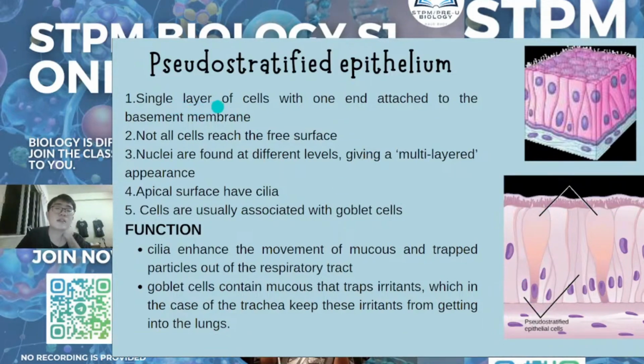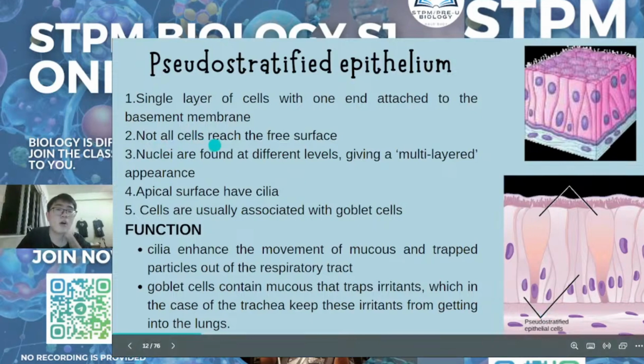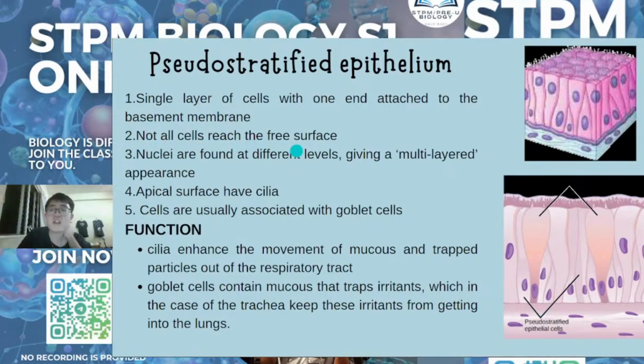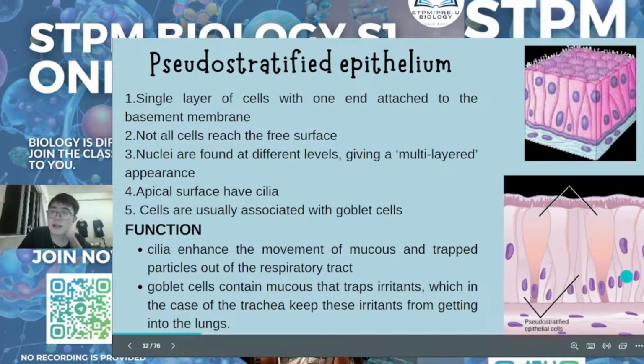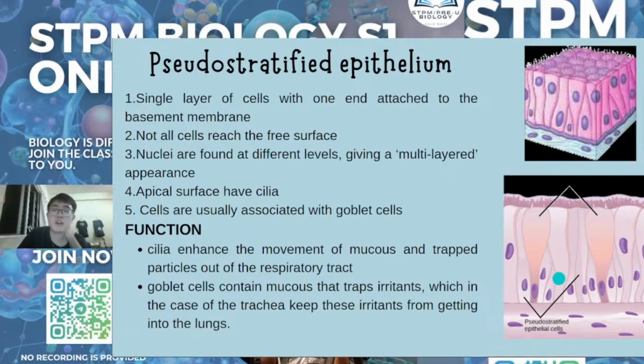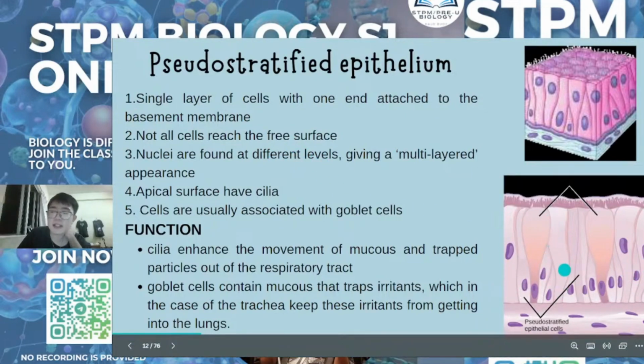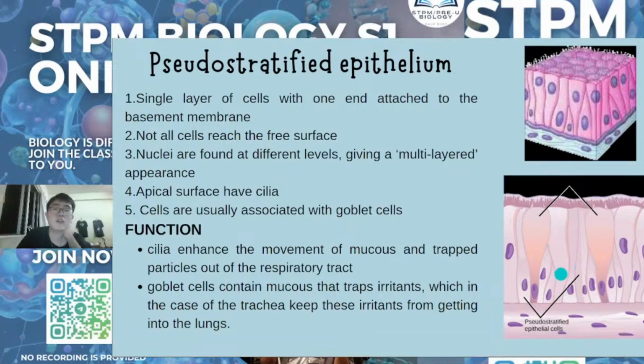Normally this is a single layer of cells with one end attached to the basement membrane. And then not all the cells will reach the free surface. So if you see here, not all the cells reach it. Maybe in the middle it is already gone. So that is why it looks like it has many layers, but actually it only has a single layer.